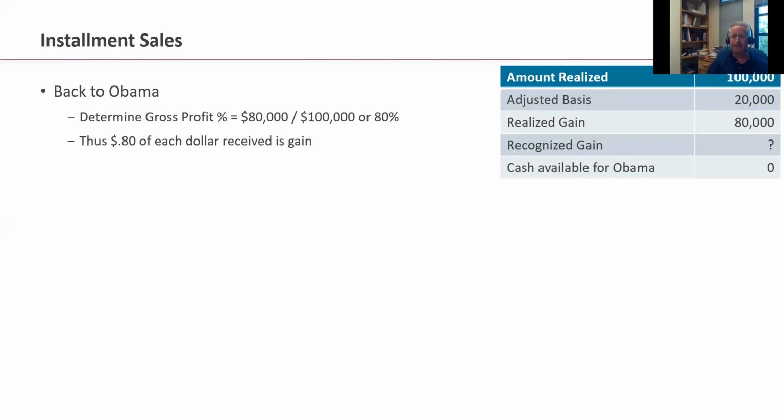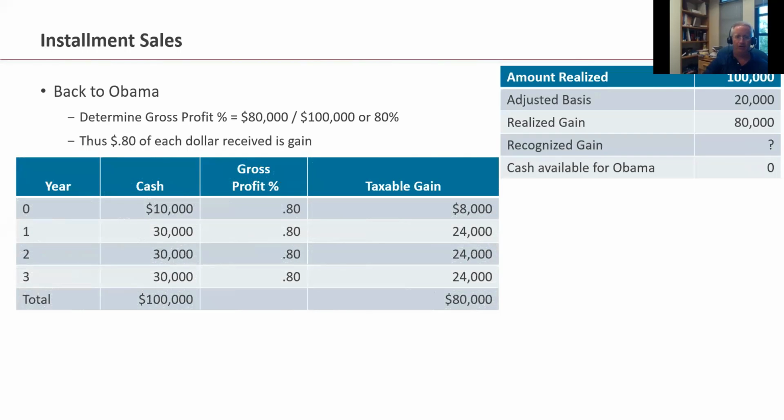Okay, so there's the amount realized, the adjusted basis, the realized gain. Now, when I calculate the recognized gain, I need to do it for each year that it occurs. So in year 0, remember, Donald paid him 10,000 down. He takes 80% of that. His taxable gain is 8,000. Now, that taxable gain could be 1231 long term. It could be short term. You have to figure out what the rate that applies to it is. But assuming that this is trade or business property, like some sort of rental property or something like that, chances are the gain might be subject to recapture. But if it's not, then he'd recognize 8,000 and pay tax on it.